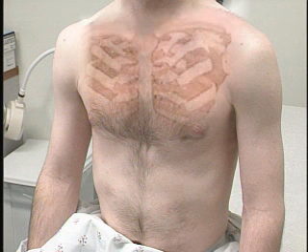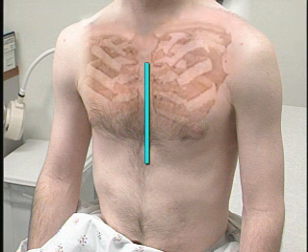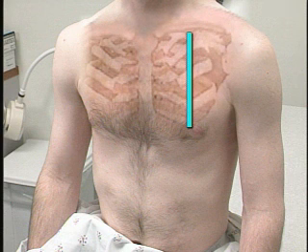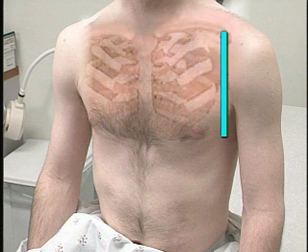As you remember from the thorax video, there's a few key vertical lines that are important. First, there's the mid-sternal line, then the mid-clavicular line, and of course we use the clavicles to help us identify the mid-clavicular line, and the anterior axillary line.